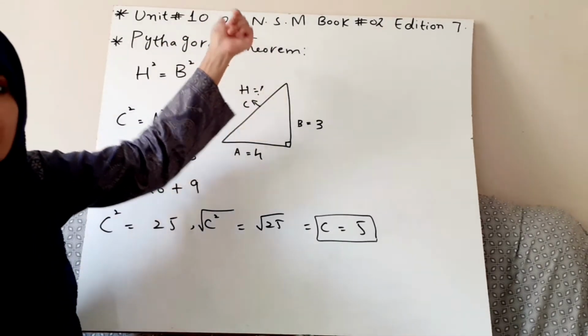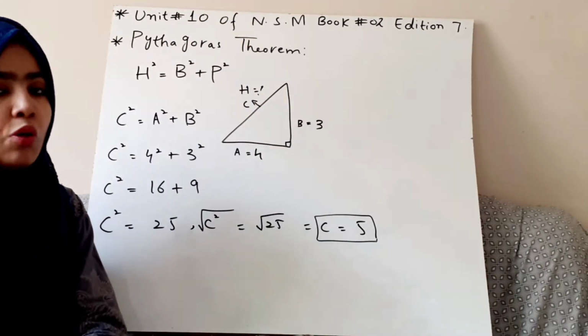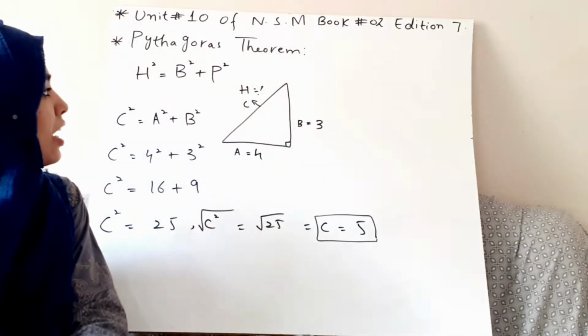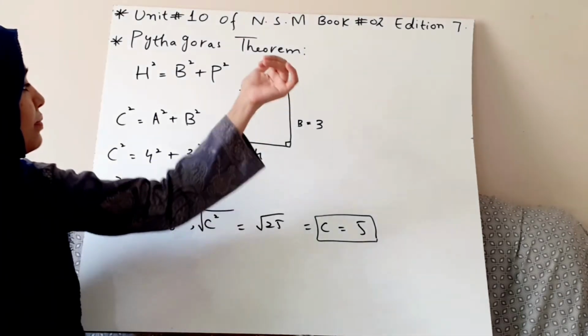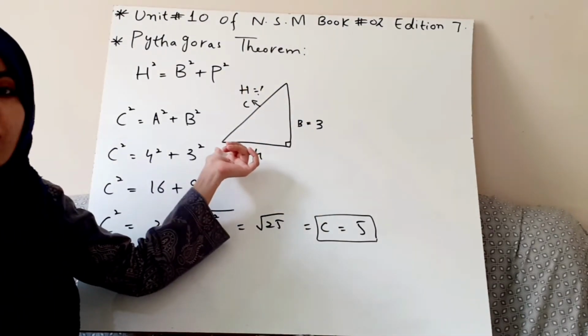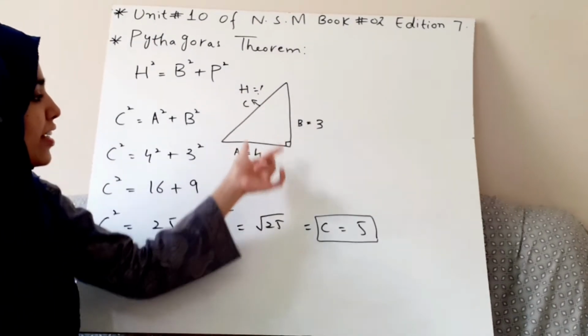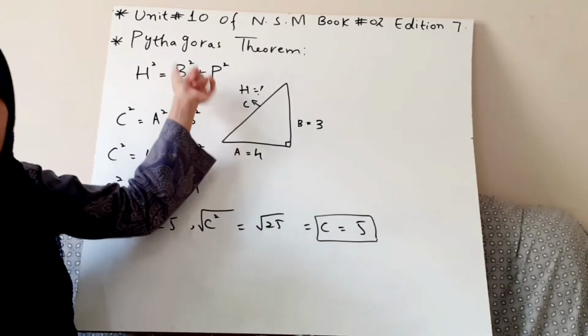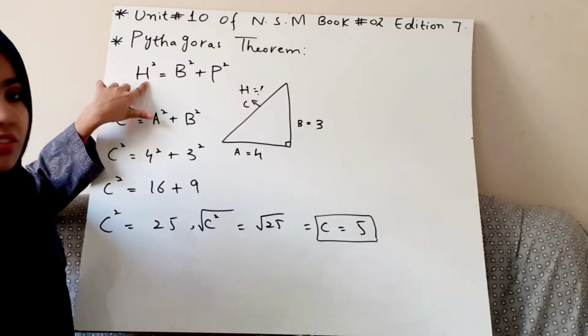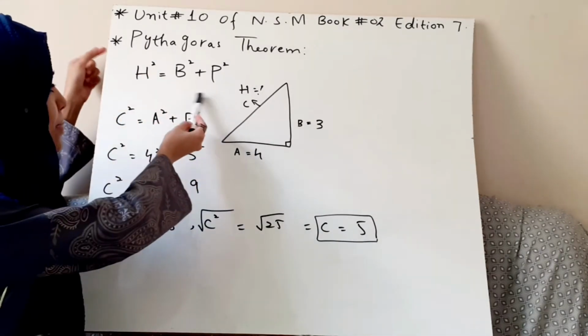Pythagoras is the name of a Greek philosopher who constructed this theorem. And why did he construct this theorem? Because, to solve various problems of right angle triangle, Pythagoras constructed this theorem which says hypotenuse square equals to base square plus perpendicular square.